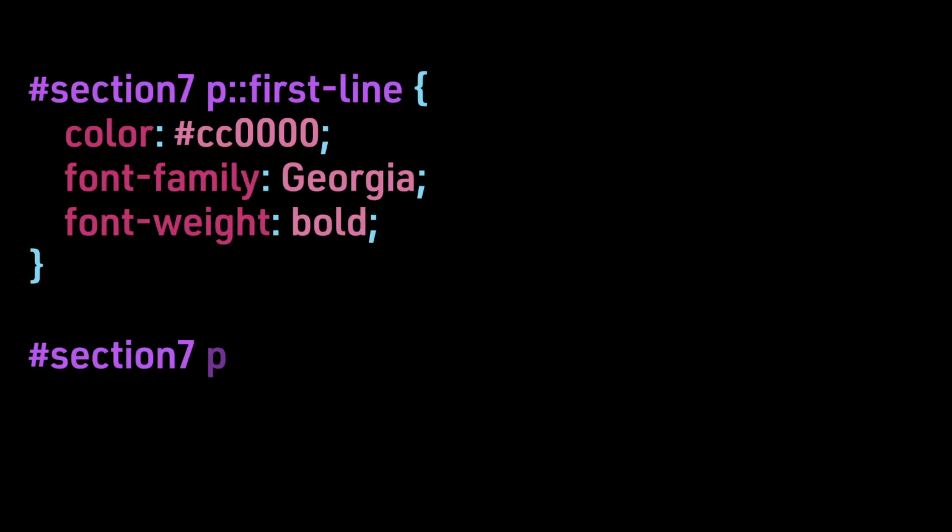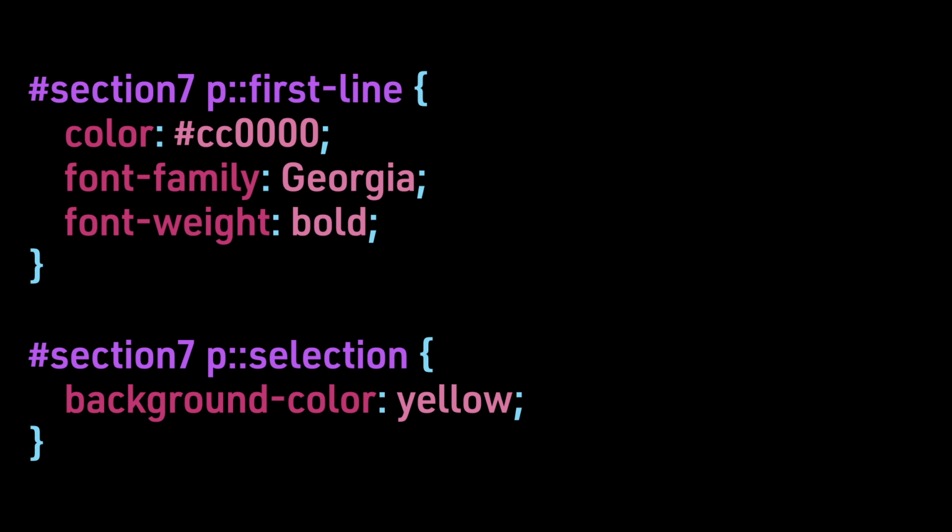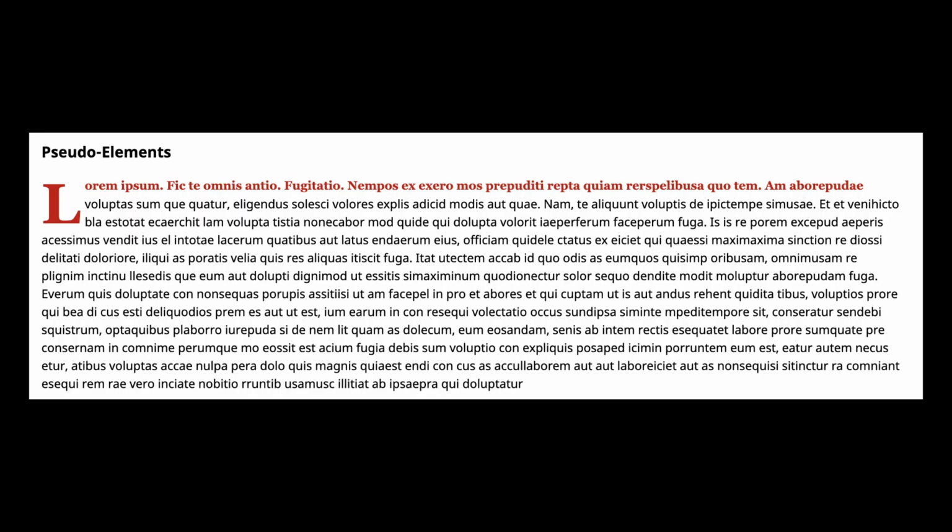Here is the CSS for first line and selection. We use first line to create a different style for lead-in text, and selection will be used to mimic the action of a highlighter. This is how pseudo-elements will display.